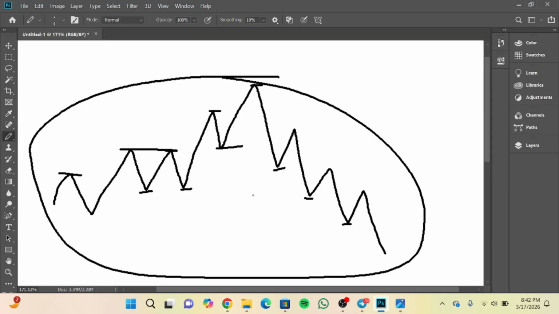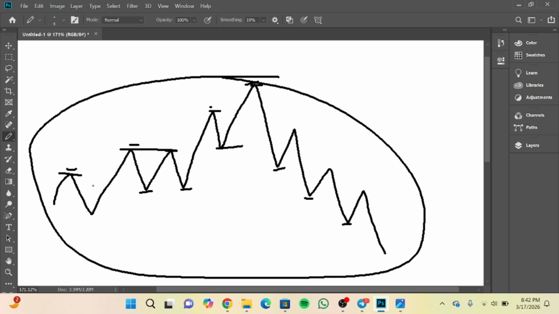Okay, so you can see this high here. This is a high. This is another high. This is another high. Why do we call this a higher high? We call it a higher high because it is a high that was formed in the uptrend that was higher than the previous high that was formed.